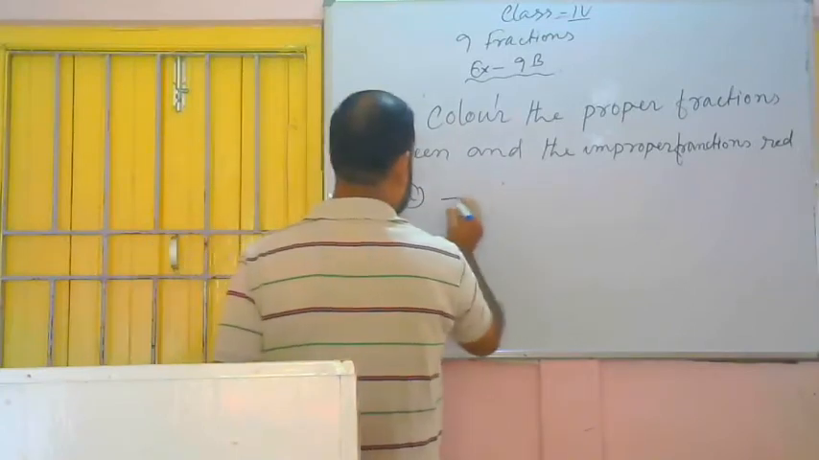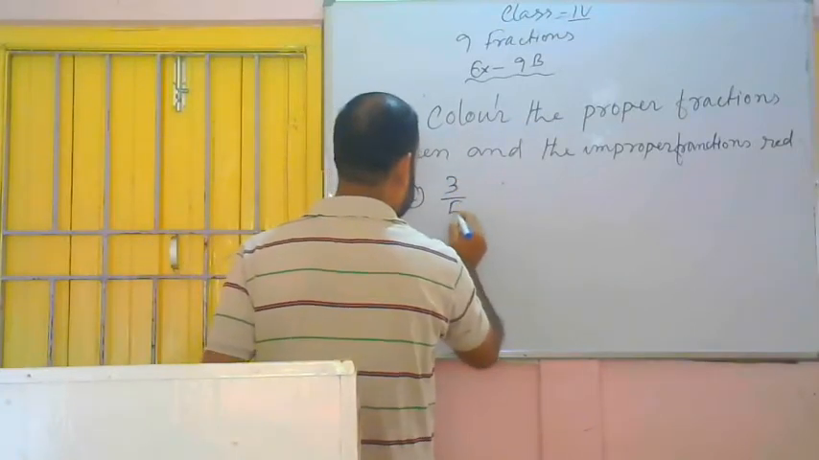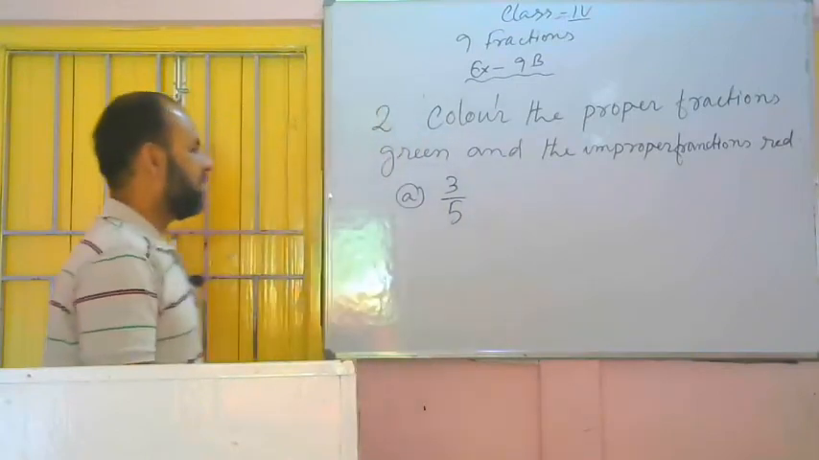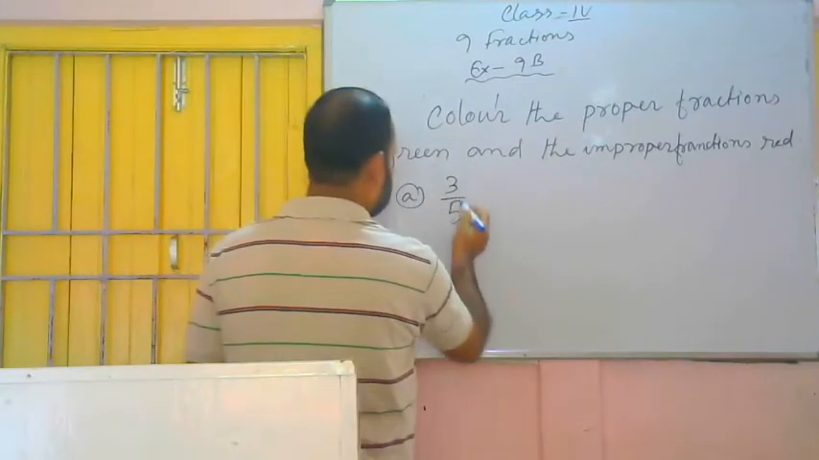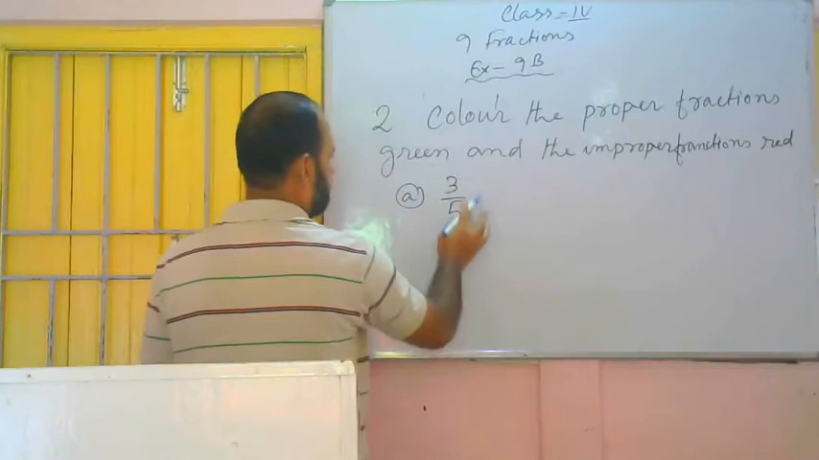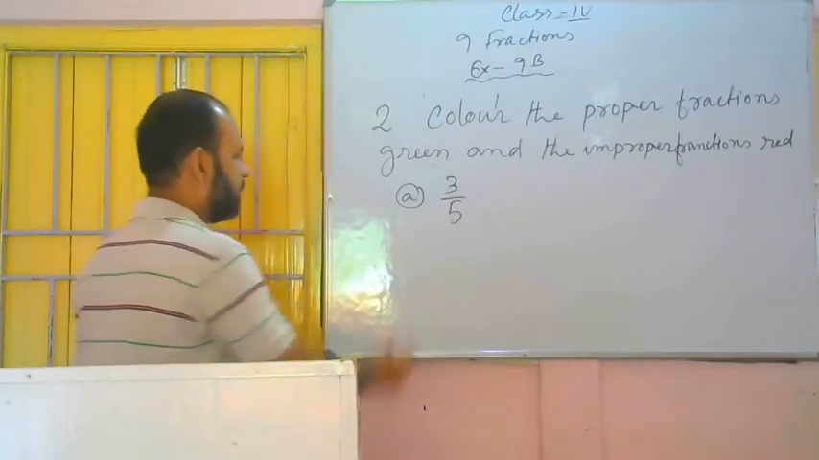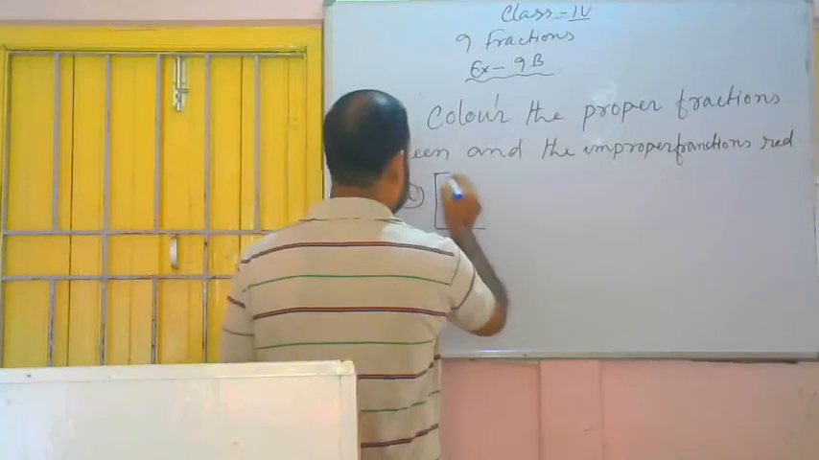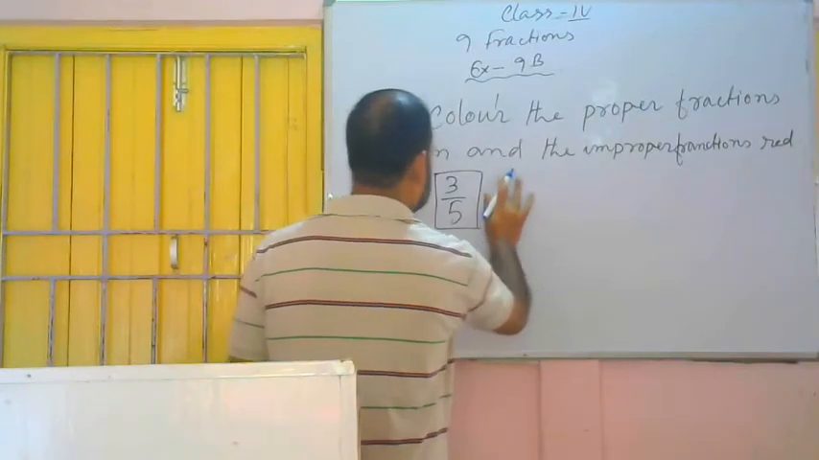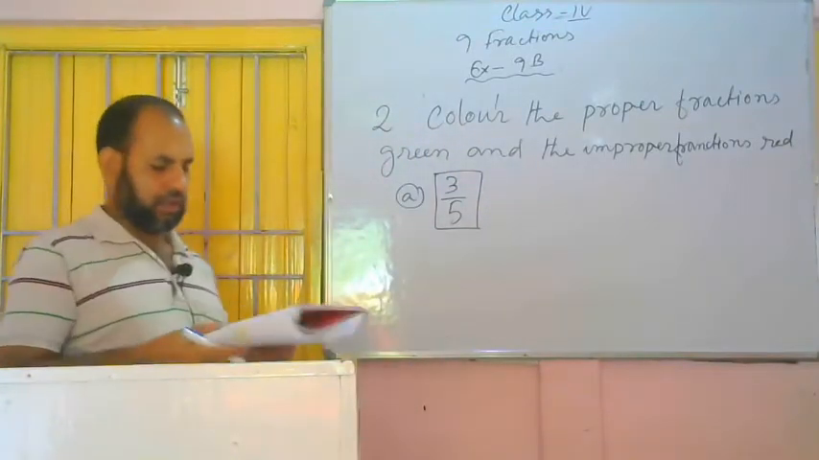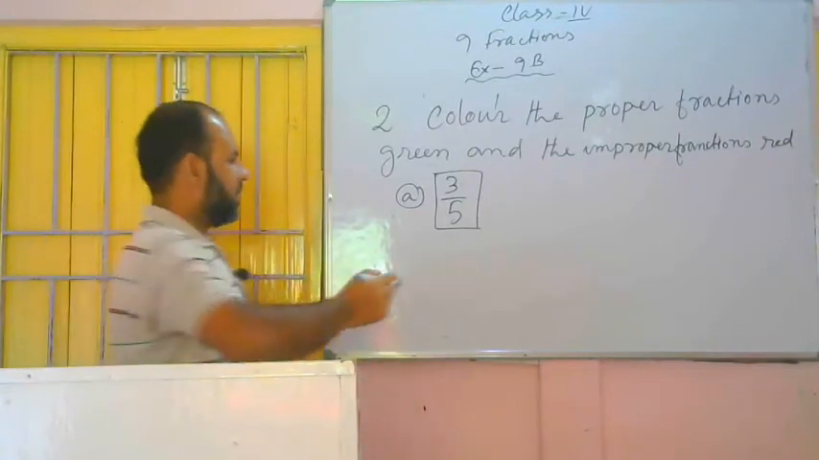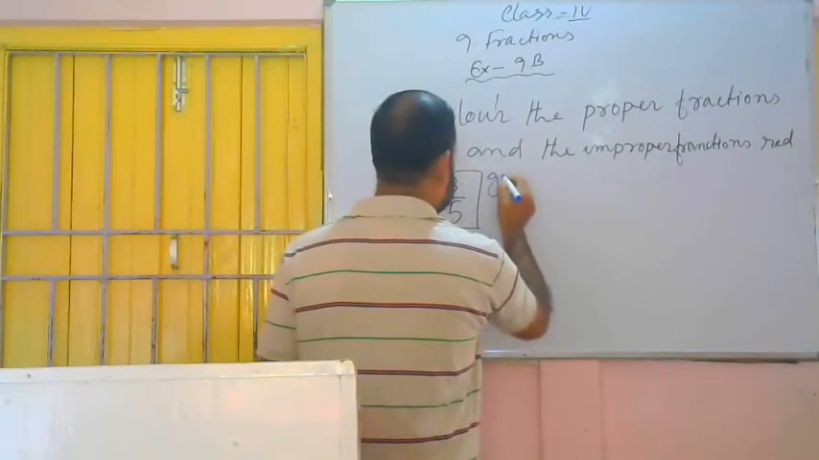Question number A, 3 by 5. Here 3 is smaller than 5. So the numerator is smaller than 5. So this fraction is a proper fraction. You color it green in your copy.